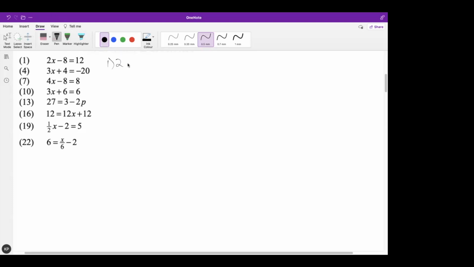Number one says 2x minus 8 is equal to 12. Where are we going to start solving this one? 2x minus 8 is equal to 12. I should probably put up the chat so I can see your responses.